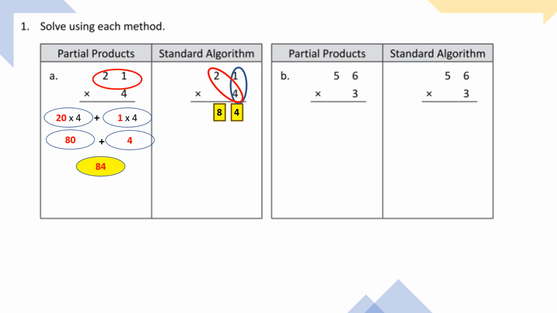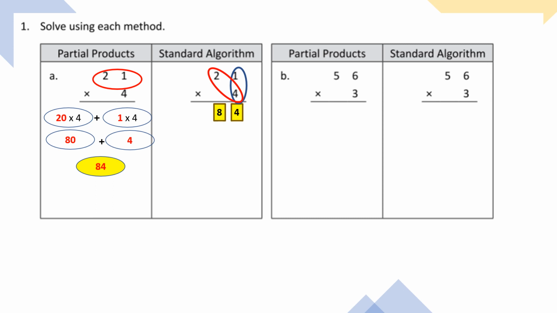Personally, I like the standard algorithm because it's a little quicker. But partial product is just another strategy that you can use to multiply. And if you're more comfortable with using partial products, that's fine. Let's move on to B.